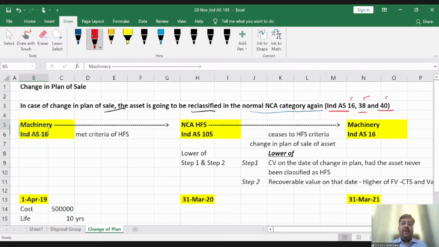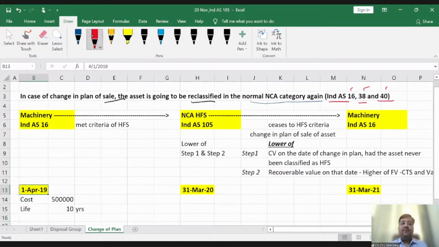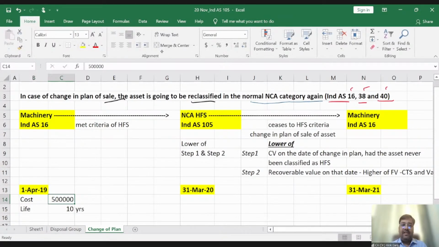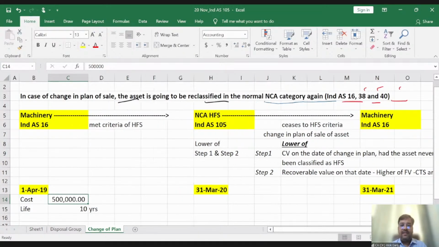Now let's discuss this. For example, there was a machinery, and this machinery was recognized and treated as per Ind AS 16, right? It was 1st April 2019. This machinery was purchased at 5 lakh rupees for 10 years. The life was 10 years, the cost was 5 lakh rupees, and there is no residual value, assuming. After 1 year, this machine met the criteria of held for sale. What are the criteria? ISPC plus HP. So it has been classified as non-current asset held for sale, and now it was shifted from Ind AS 16 to Ind AS 105.